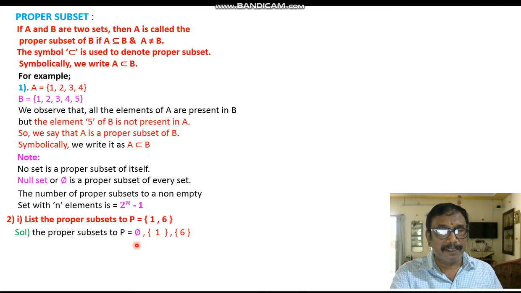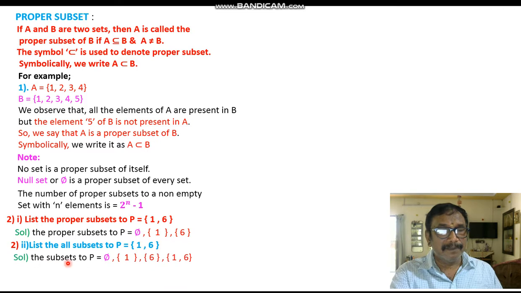We have already listed all the subsets of a given set. Let us discuss it also. List all the subsets of P, the set of 1, 6. The subsets of P are the null set, the set of 1, the set of 6 and the set of 1, 6. So what is the difference here? P is also a subset of itself, but P is not a proper subset of itself.